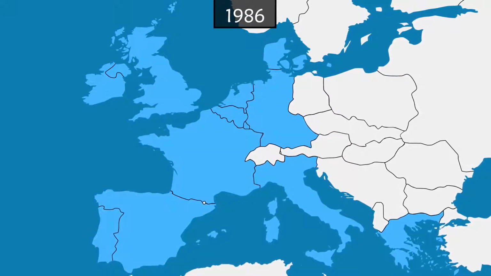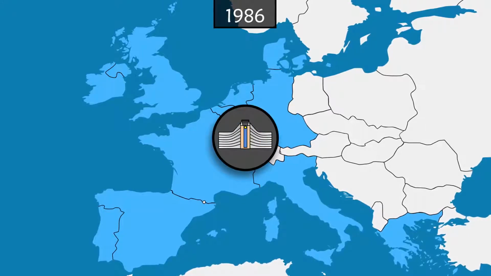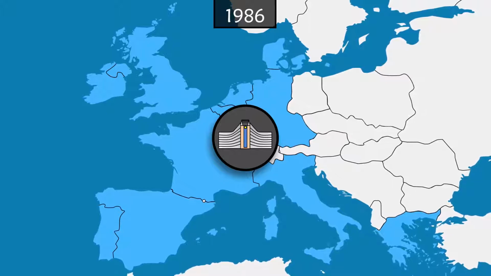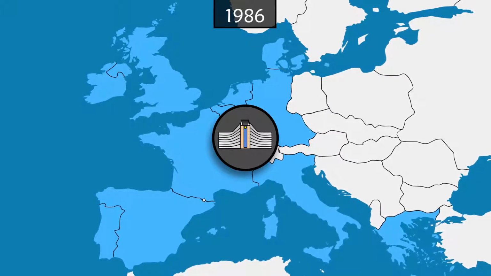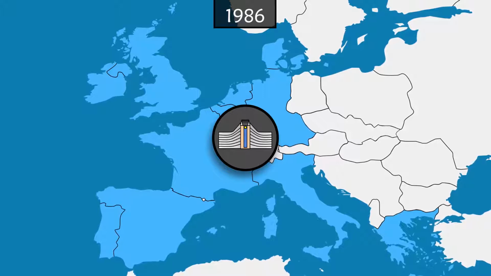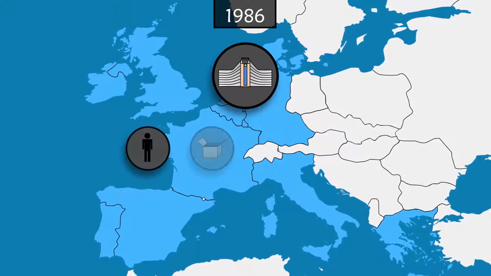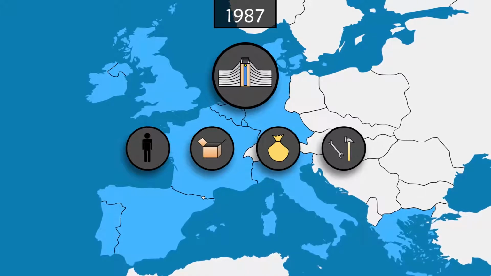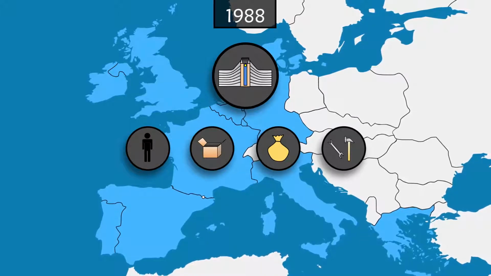12 member states and the European Commission give a boost to the internal market by signing the Single European Act. In addition to eliminating custom fees, the goal is to remove all obstacles to the free movement of people, goods, capital, and services. It is the single market project to be completed by 1993.